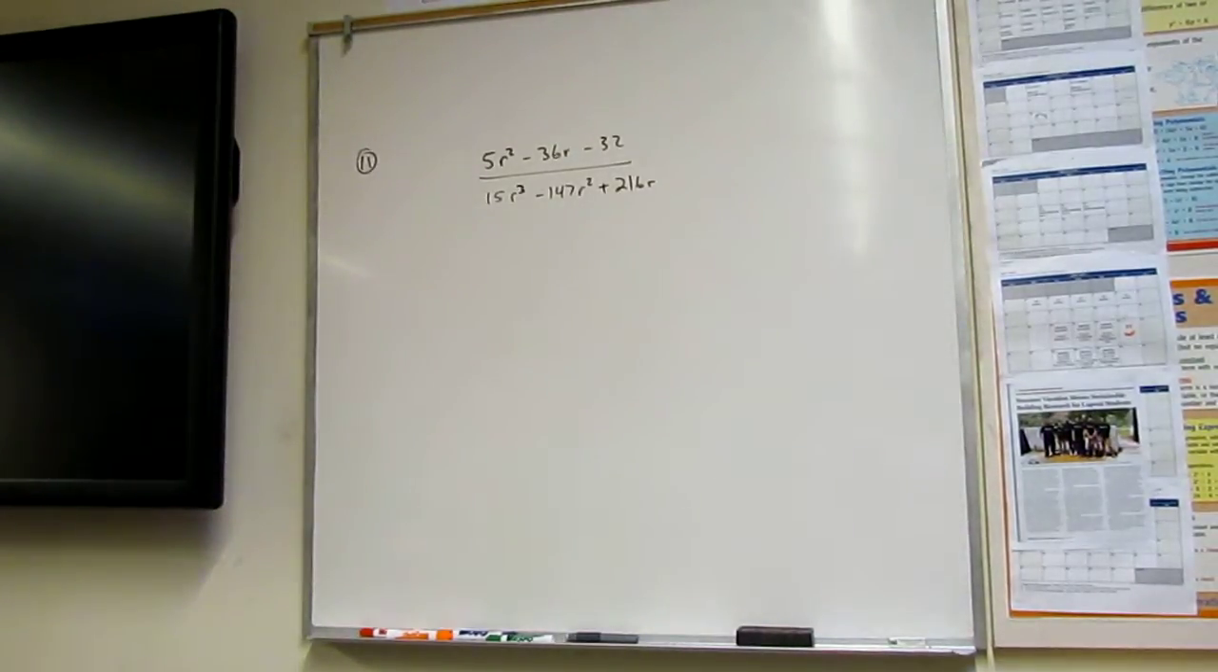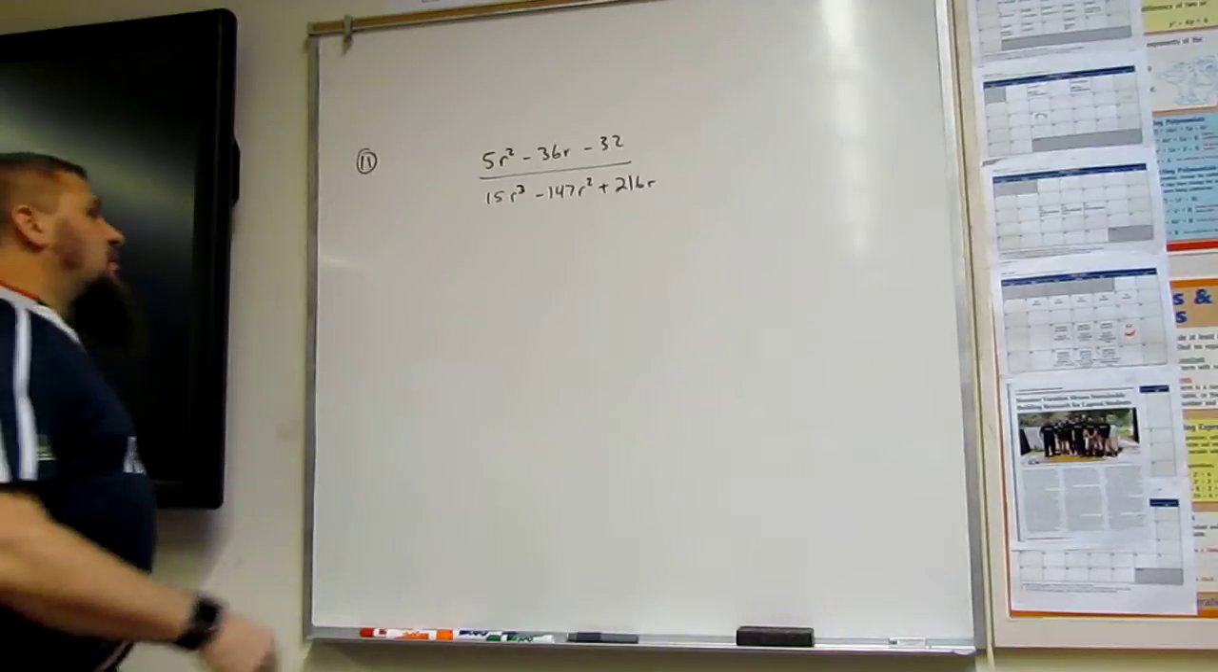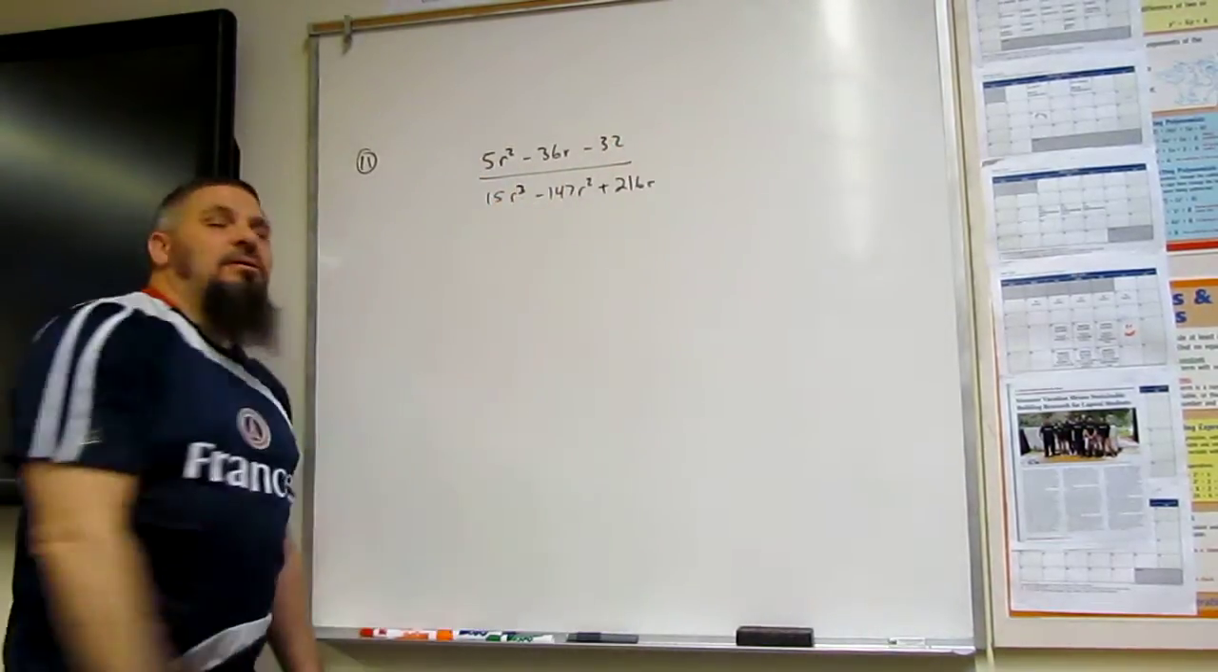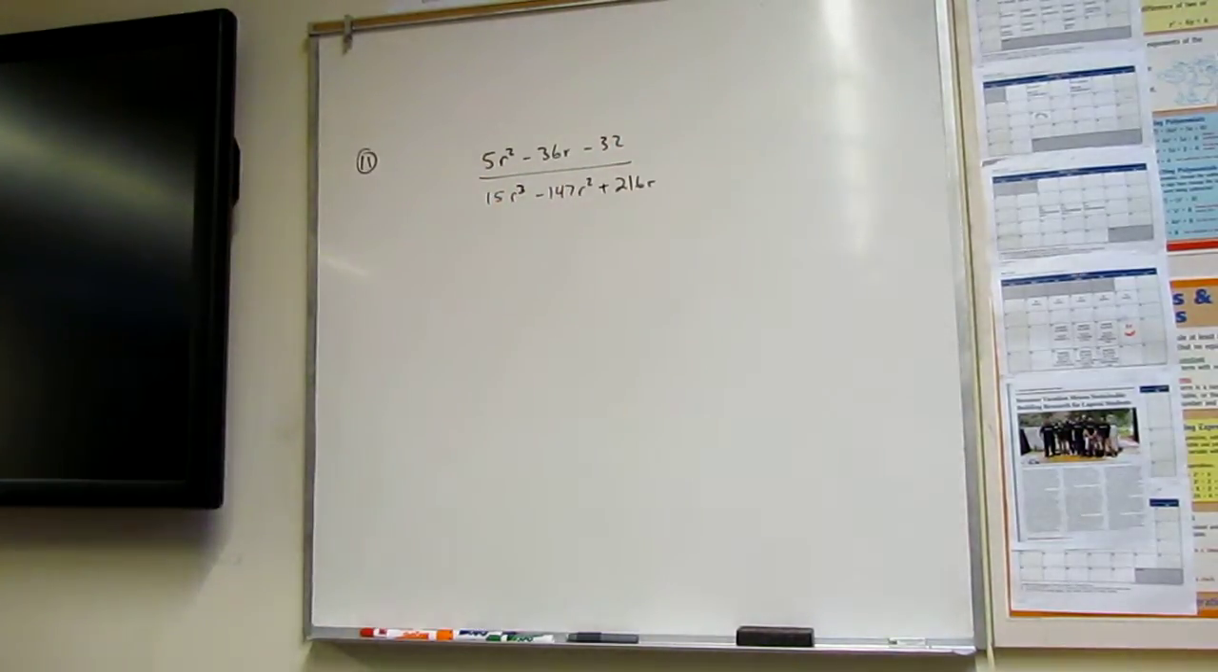What do I do? To start this off. What goes into 5, 36, and 32?